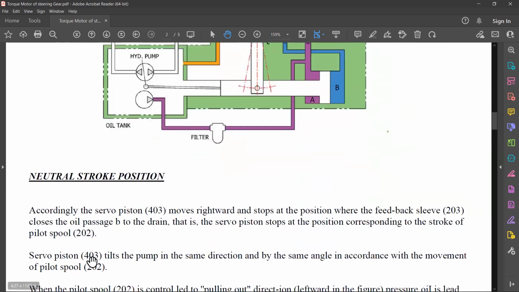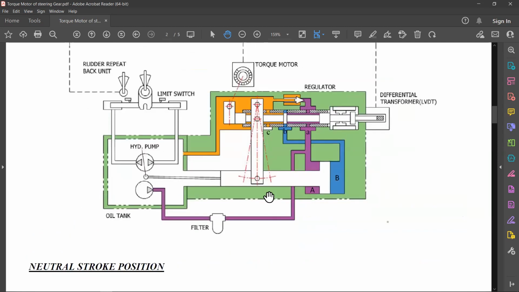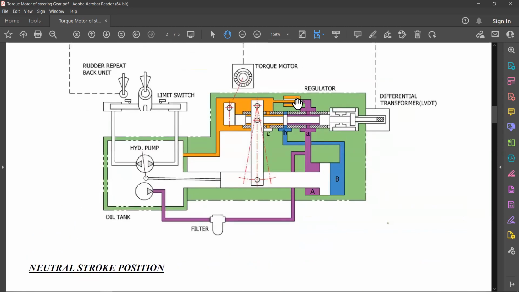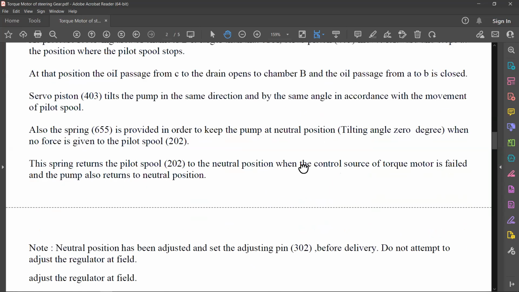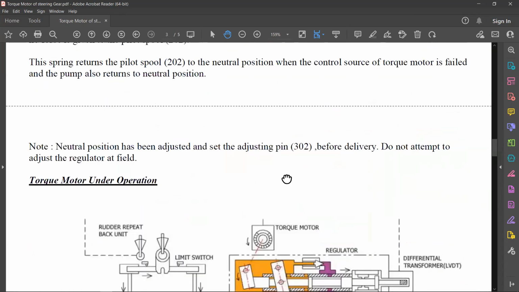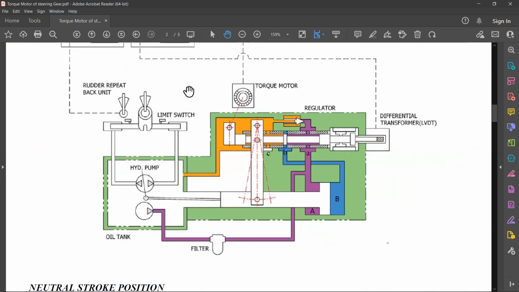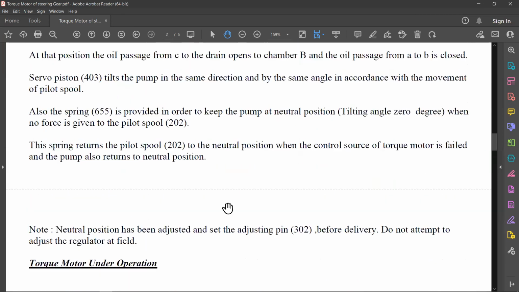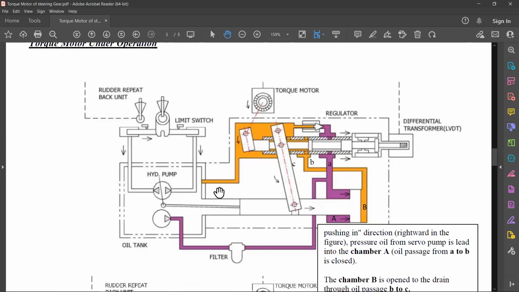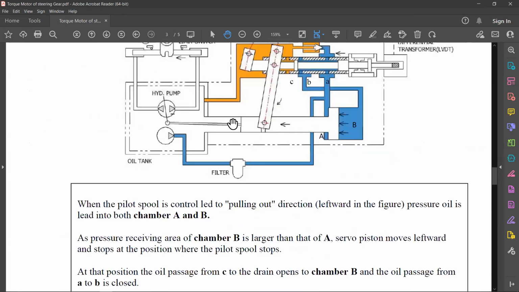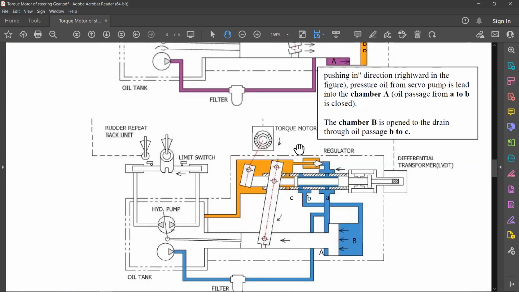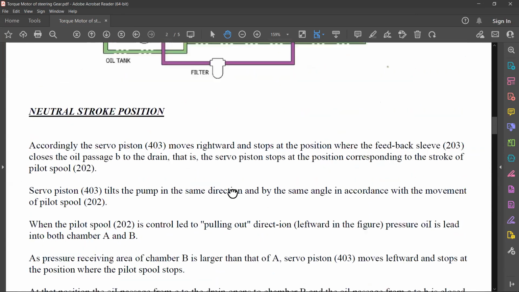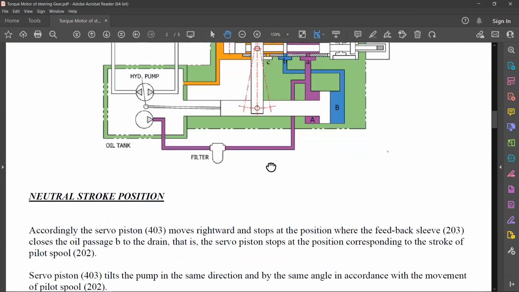Okay. Now the servo piston 403 tilts the pump in the same direction by the same angle in accordance with the movement of the pilot spool. So this is the pilot spool, the small one. Now there is another angle, which is the movement angle from the neutral position. We'll see each position: neutral position, either to port or starboard, and then again coming back to the neutral position, how it does that. Okay. So here, what we see here.